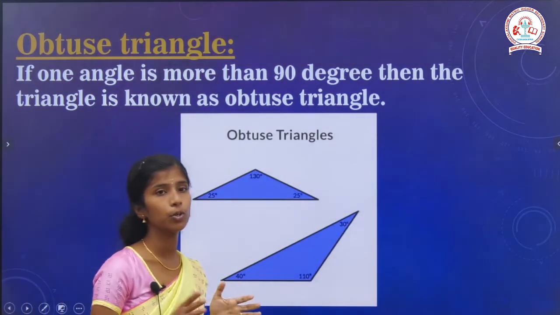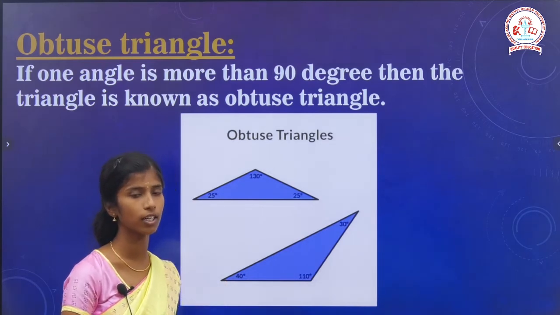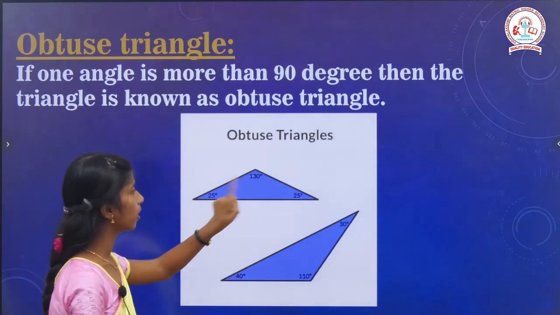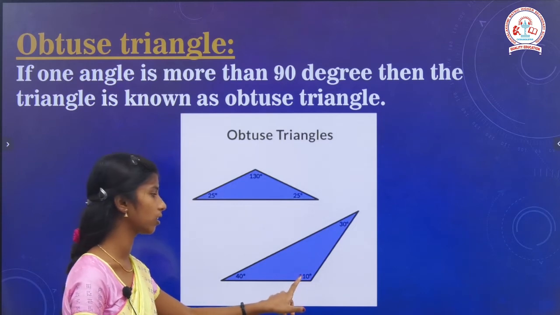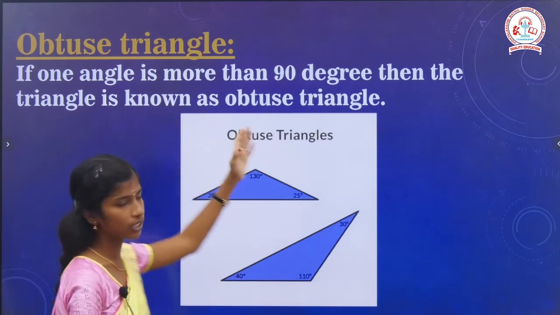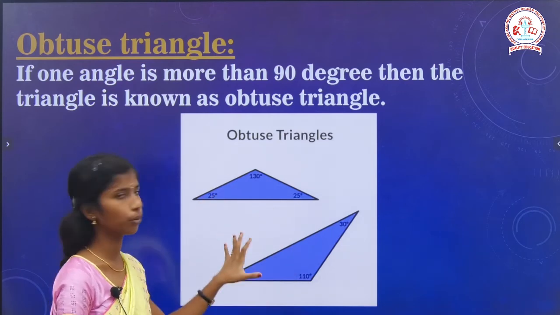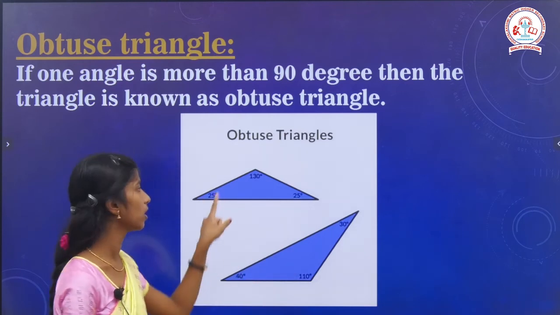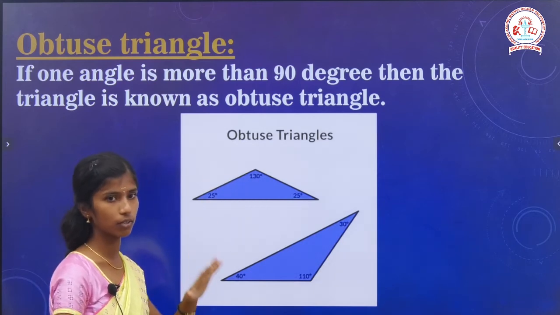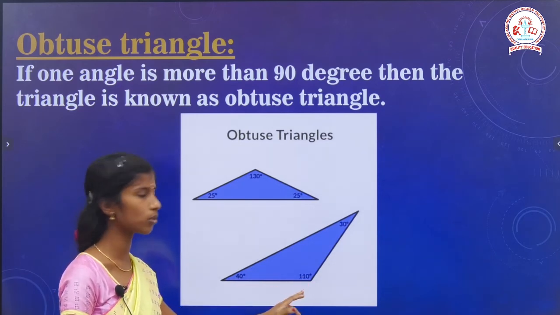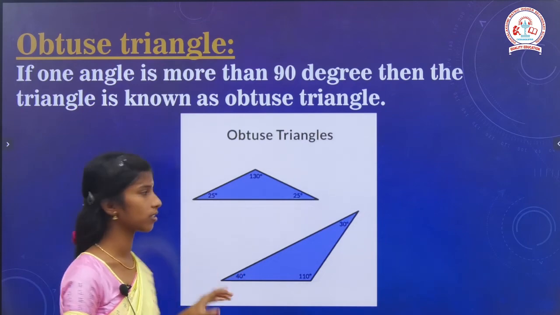Then obtuse triangle. Obtuse means, I already said, more than 90 degree. See children, here 130 degree is there and also 110 degree is there. If one of the angles is more than 90 degree, it is an obtuse triangle. These are a few examples of obtuse triangles because one angle is more than 90 degree. See, 130 is greater than 90 degree and 110 is also greater than 90 degree. So these are examples for obtuse triangles.